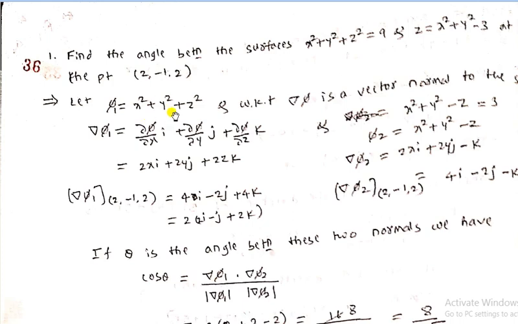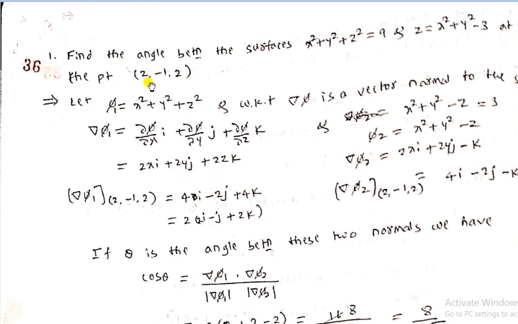So phi 1 is x square plus y square plus z square. So 9 is constant, we will not consider this one. Then calculate del phi, which is the vector normal to the surface. So del phi 1 is dou phi 1 by dou x into i plus dou phi 1 by dou y into j plus dou phi 1 by dou z into k.